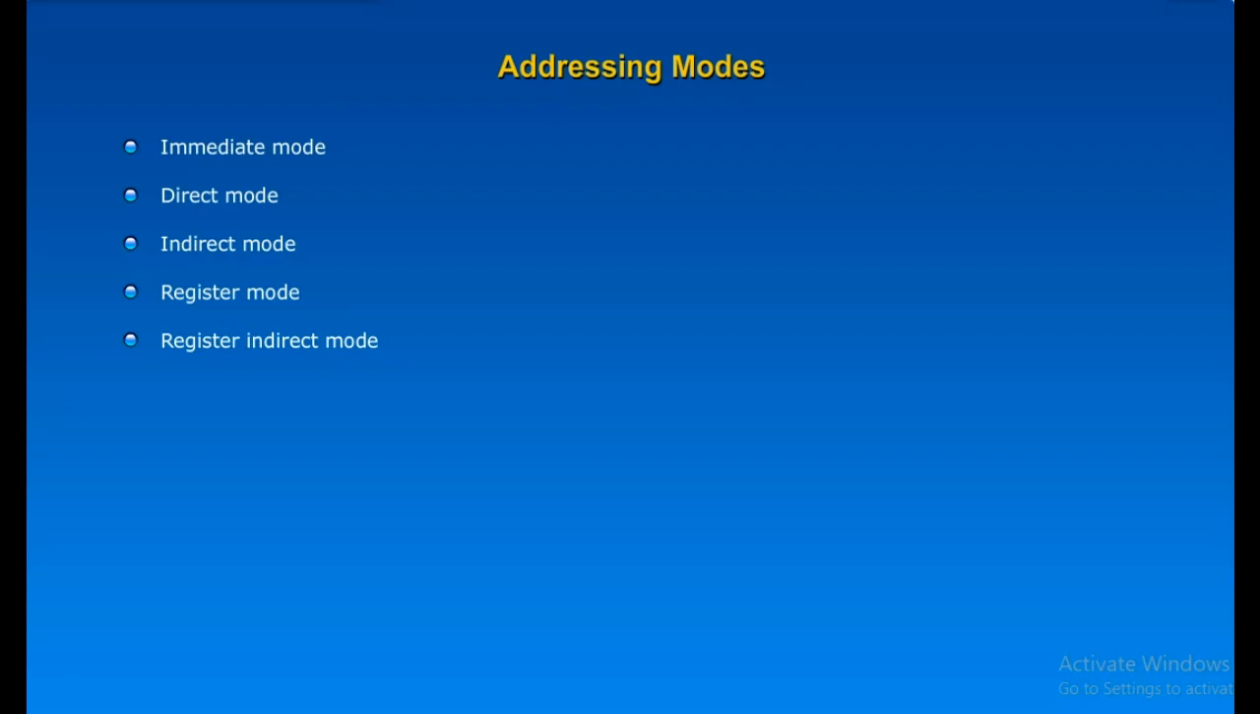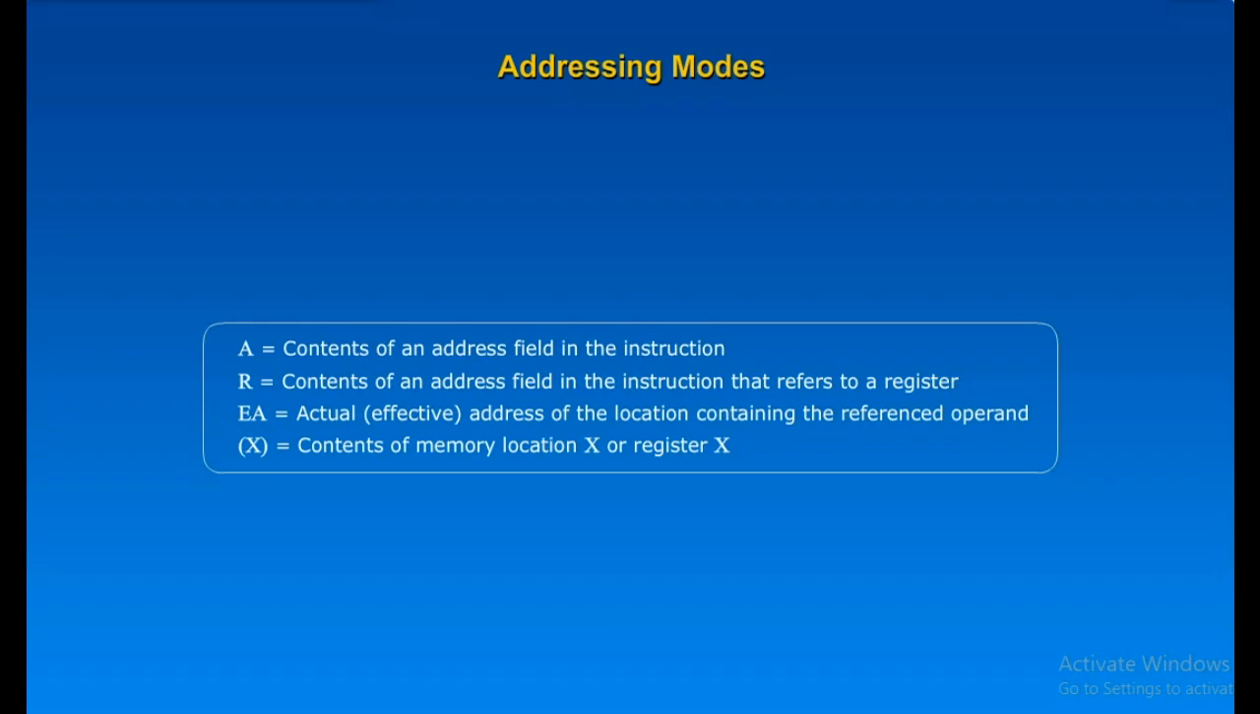Here we come to addressing modes. There are immediate mode, direct mode, indirect mode, register mode, register indirect mode, and displacement mode. Let us say A represents the contents of an address field in the instruction. R, the contents of an address field in the instruction that refers to a register. EA, the actual or effective address of the location containing the referenced operand. And X within square brackets represents the contents of memory location X or register X.